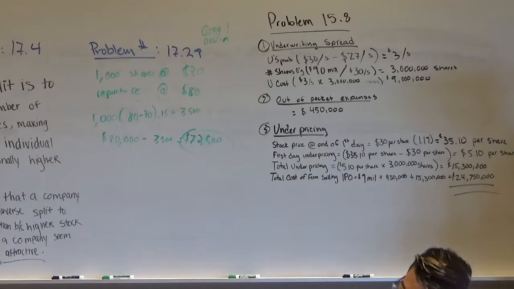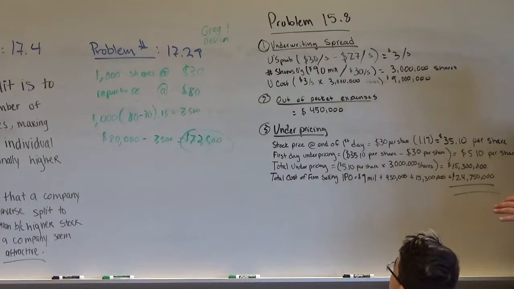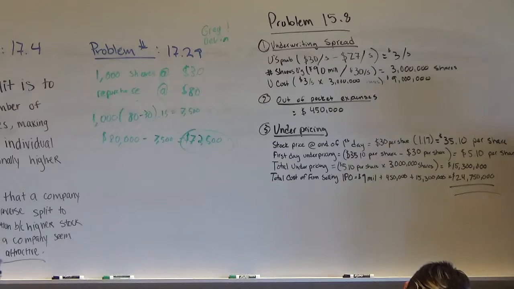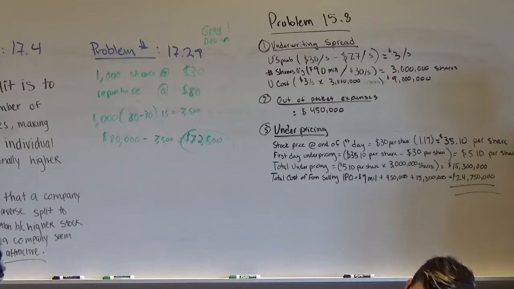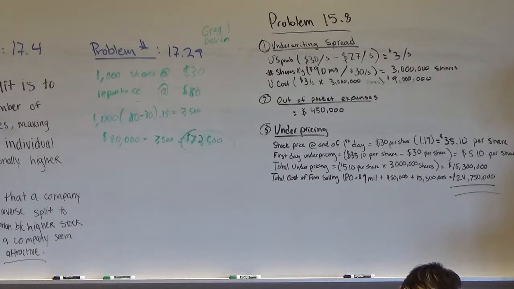The out-of-pocket expenses is $450,000. And lastly, the underpricing. So the stock price at the end of the first day is $30 per share times 1.17, and you get $35.10 per share. And then the first day underpricing is you do the $35.10 per share minus $30 per share, and that comes out to be $5.10 a share. And the total underpricing, you do the $5.10 times the 3 million shares, and you get $15,300,000.